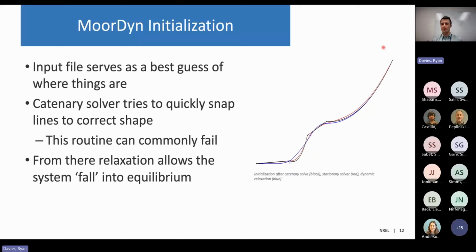So once you set up your input file, MoorDyn reads it. It places all the points in space, and then any place there's a mooring line, it tries to solve a simple catenary equation for that mooring line to get a better estimate of how the mooring line will be hanging in space and how it will be stretched or not stretched.